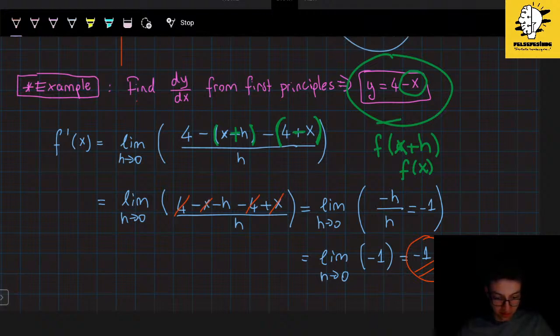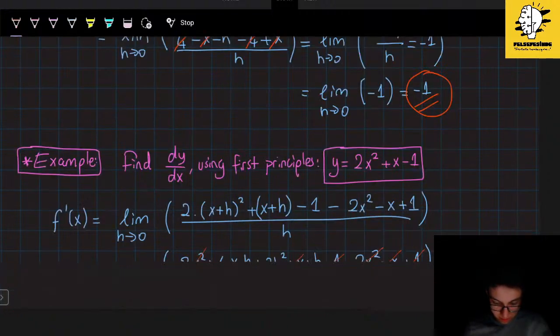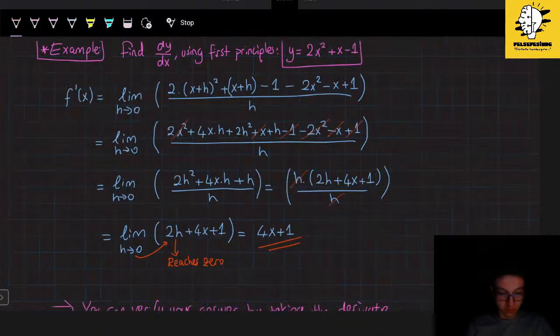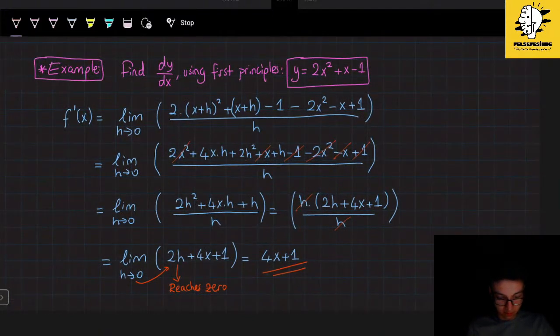Okay, let's solve the second example. It's a bit long, and don't worry about it. Just try to be precise with your algebra. Just be careful about it, and there's nothing to worry about. Okay, so I will open and close my OneNote. Okay, I'm back.